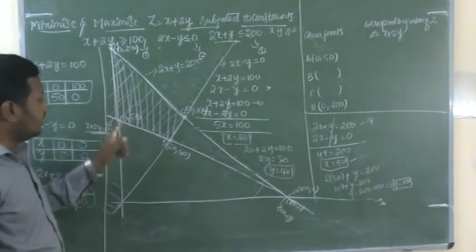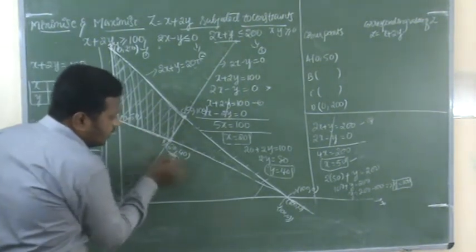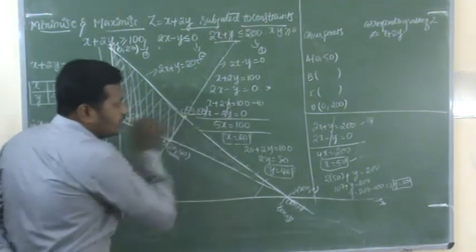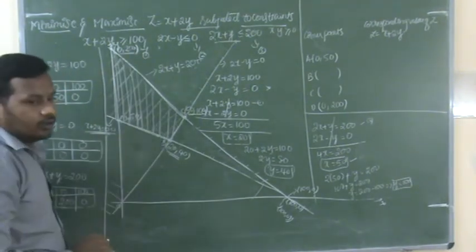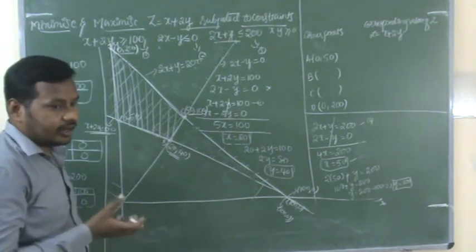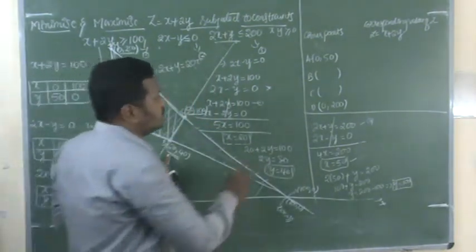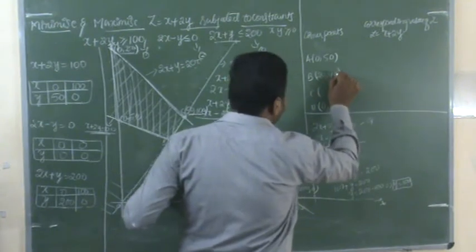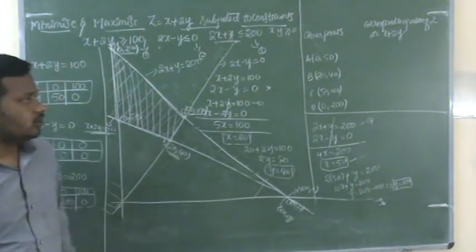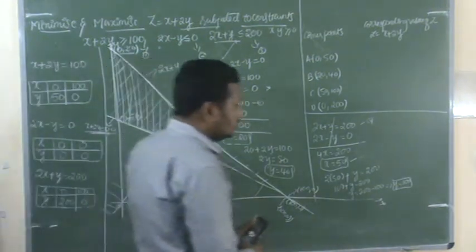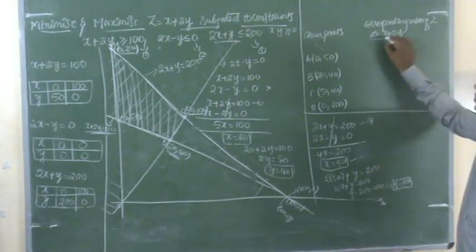The A point is 0, 50, the B point is 20, 40, the C point is 50, 100, and the D point is 0, 200. By using the graph we can get the exact values. Now substitute the values in the objective function z is equal to x plus 2y.